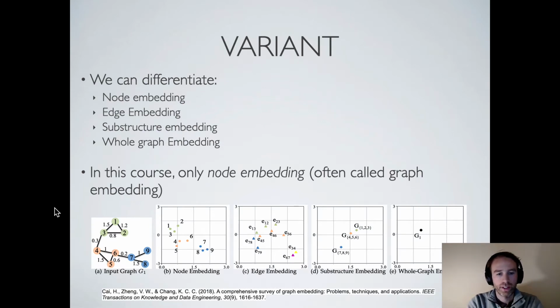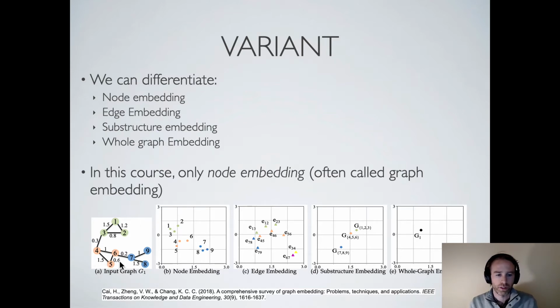First, there are several types of embeddings with graphs. We can differentiate node embedding, edge embedding, substructure embedding, and whole graph embedding. Today I will mostly discuss node embedding.